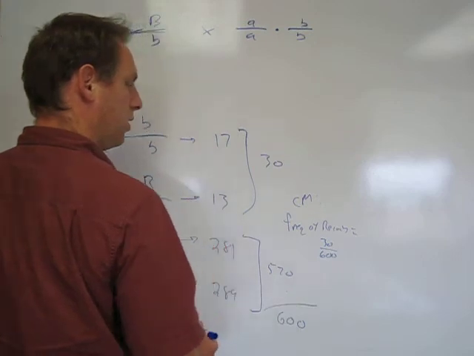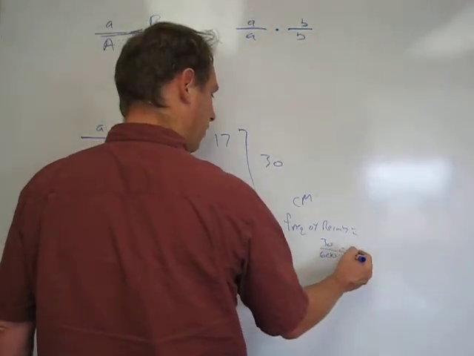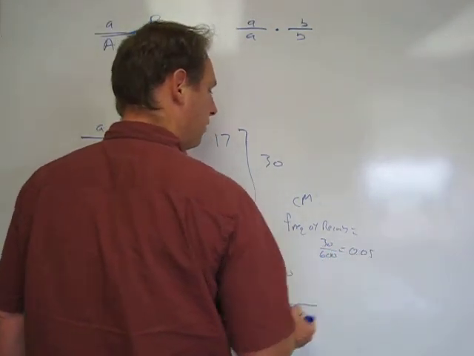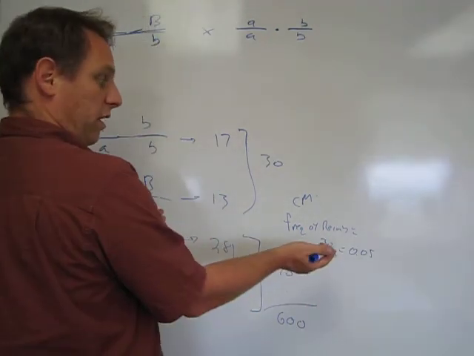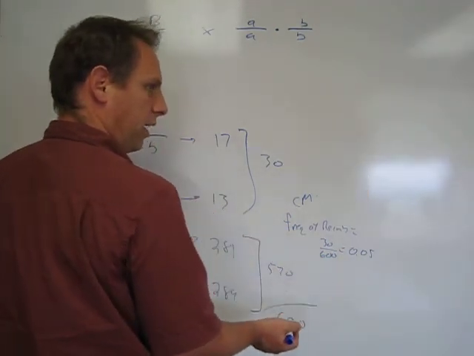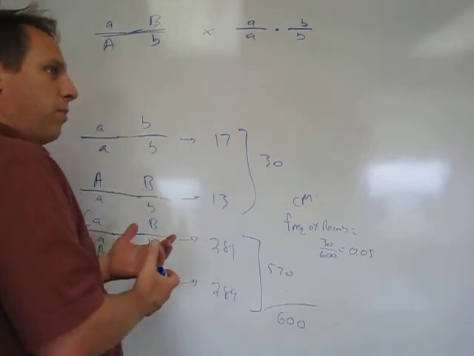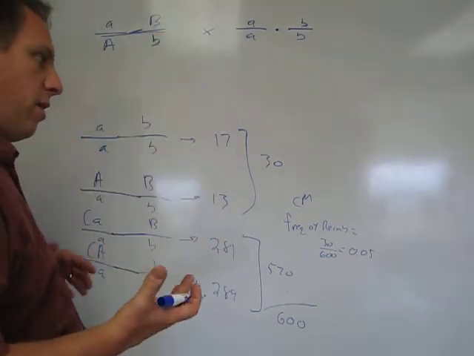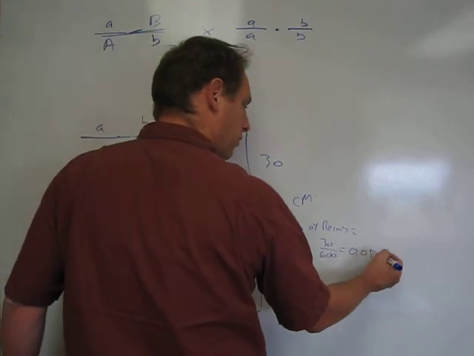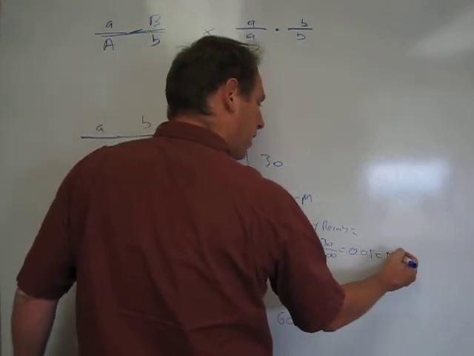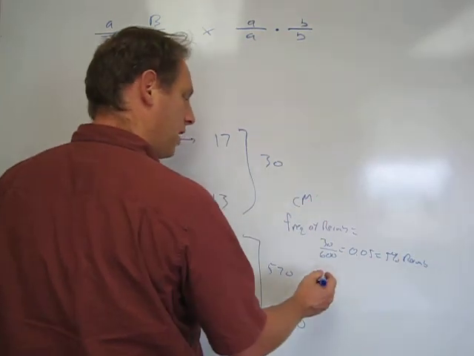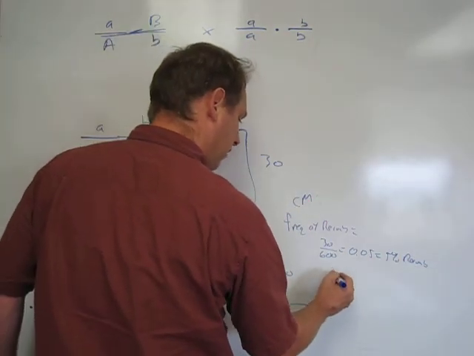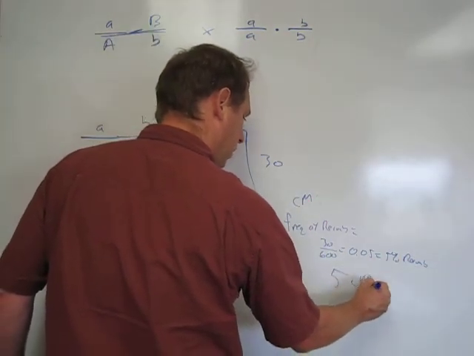600, which in this particular case is 0.05, and centimorgans is basically 100 times that, because centimorgans is basically the percent recombination. So this would be equal to 5% recombination, which then we would say is equal to 5 centimorgans.